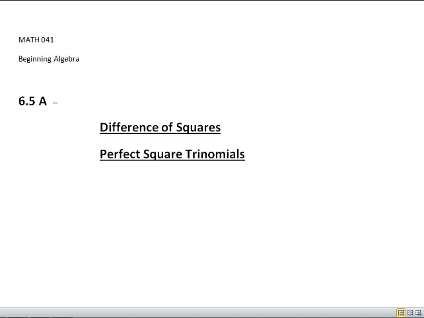We are into section 6.5, and this is video A, the first video of the series in 6.5. 6.5 talks about, again, factoring trinomials. We're going to talk about two specific situations: difference of squares, which will actually be a binomial, and perfect square trinomials, which is something else that we'll have to take a look at.